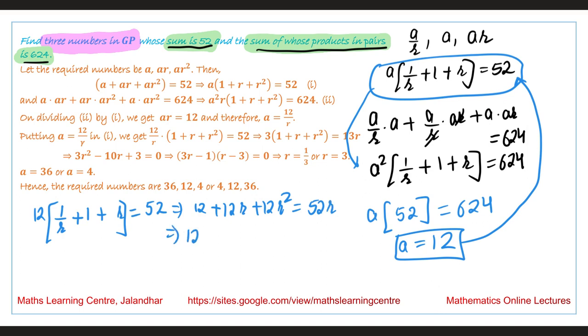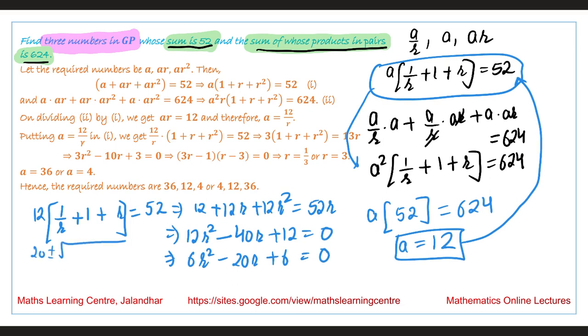This implies 12r² − 40r + 12 = 0, so 6r² − 20r + 6 = 0. Now the roots of this equation are given by r = (−b ± √(b² − 4ac)) / 2a; 4ac will become 144, and divided by 12.